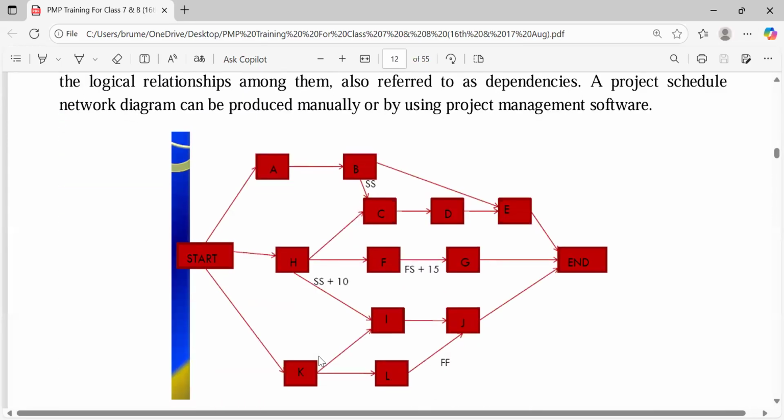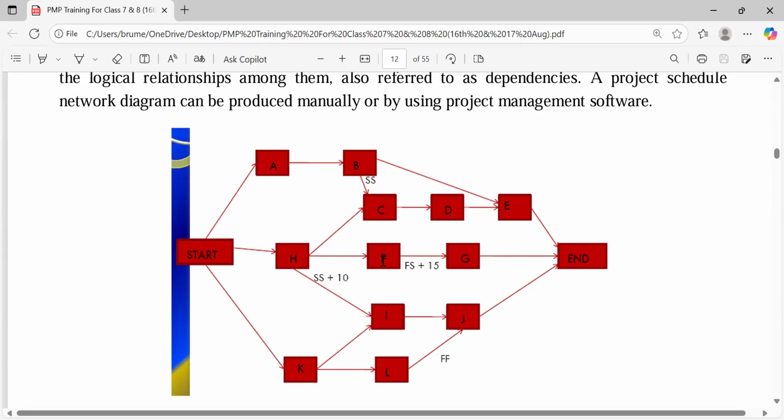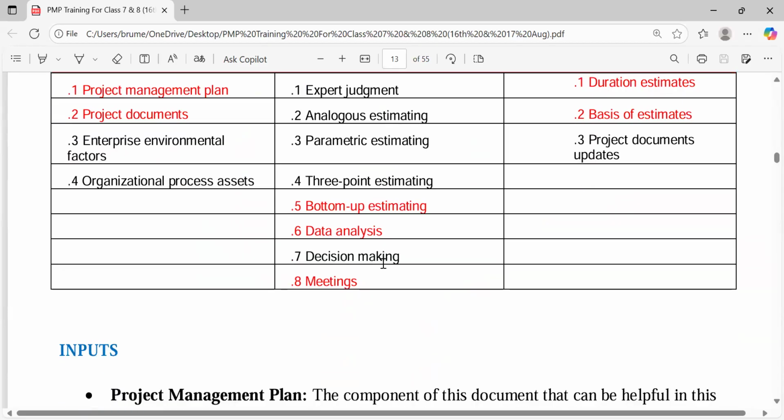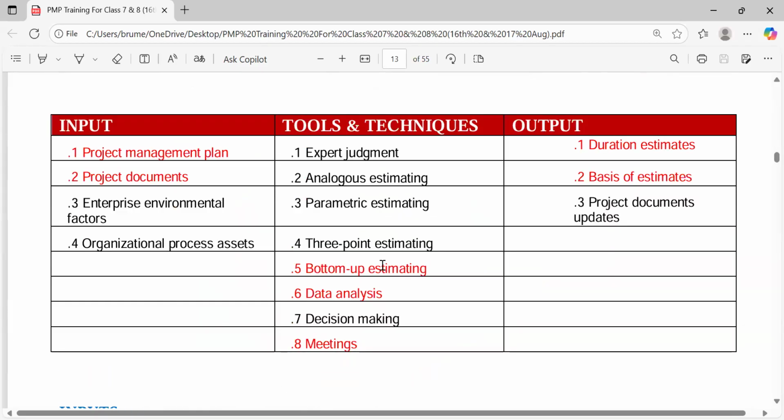And this was the network diagram we saw yesterday. We saw SS here, a start-to-start relationship plus 10 days, which means they have a difference of 10 days, but they have a start-to-start relationship. Between F and G, we have a finish-to-start relationship with 15 days, and so forth.